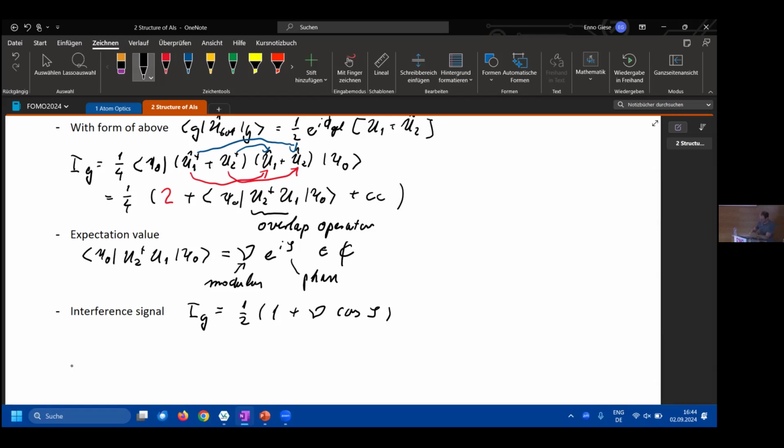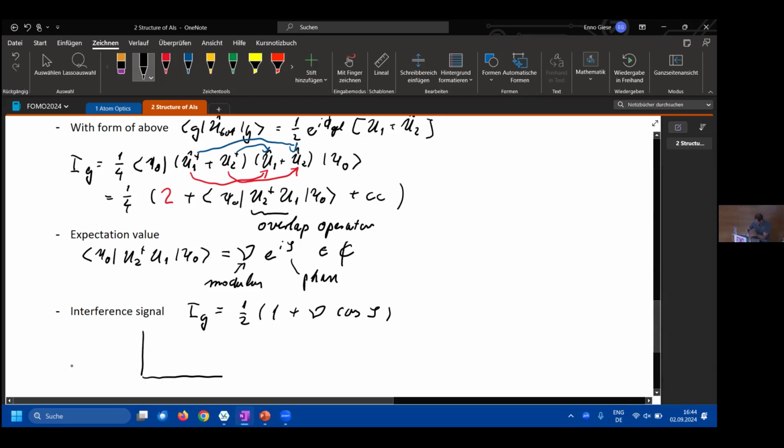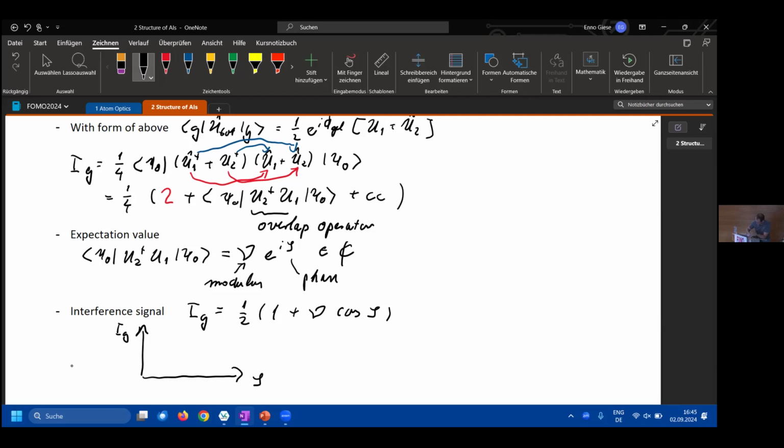If I plot this now as a function of phi, so this is phi, and this is Ig, it's something that oscillates around 1/2. Here's 1. And what we observe actually is that for V equal 1, it oscillates between 1 and 0. And for V smaller than 1, we observe something like that.